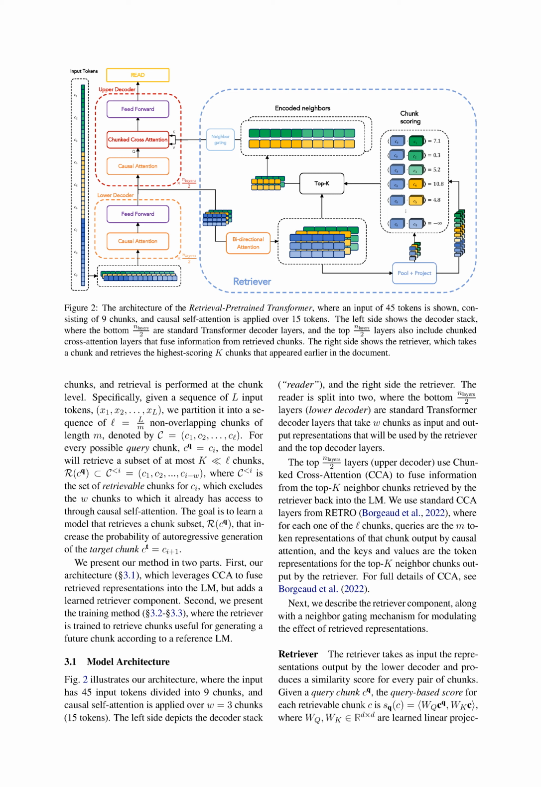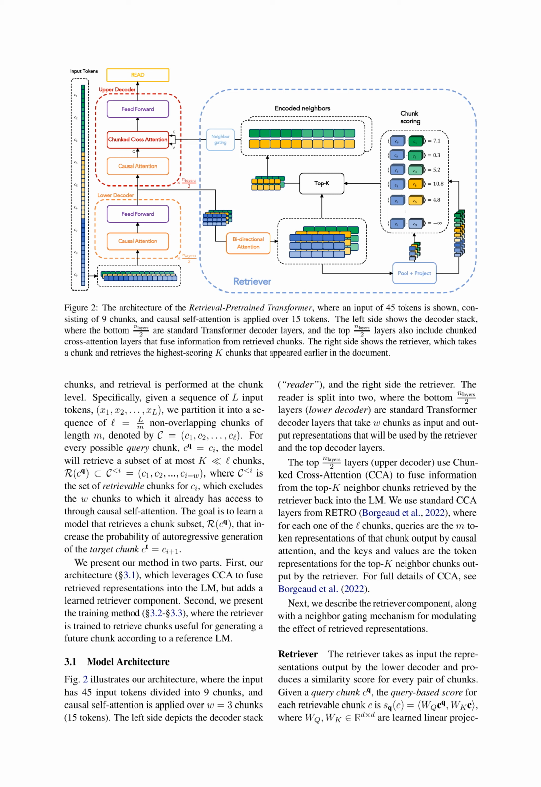The top half of the reader, or the upper decoder, applies a technique known as chunked cross-attention, CCA. This process is crucial for integrating information from the most relevant chunks, the top K neighbor chunks, that were retrieved by the retriever component, back into the language model. We apply the standard CCA layers as done in the Retro model.